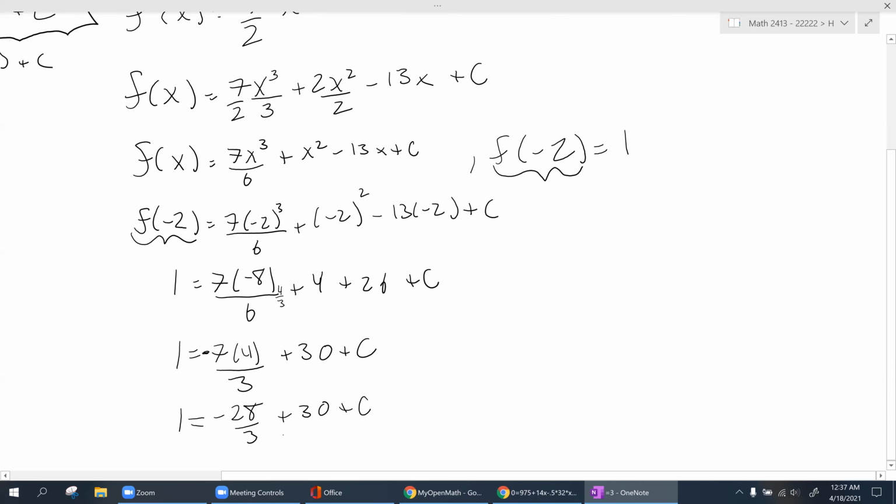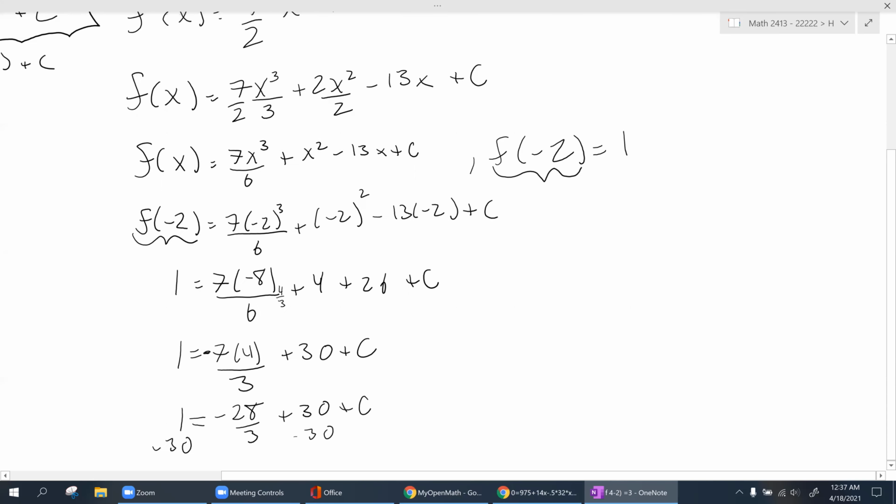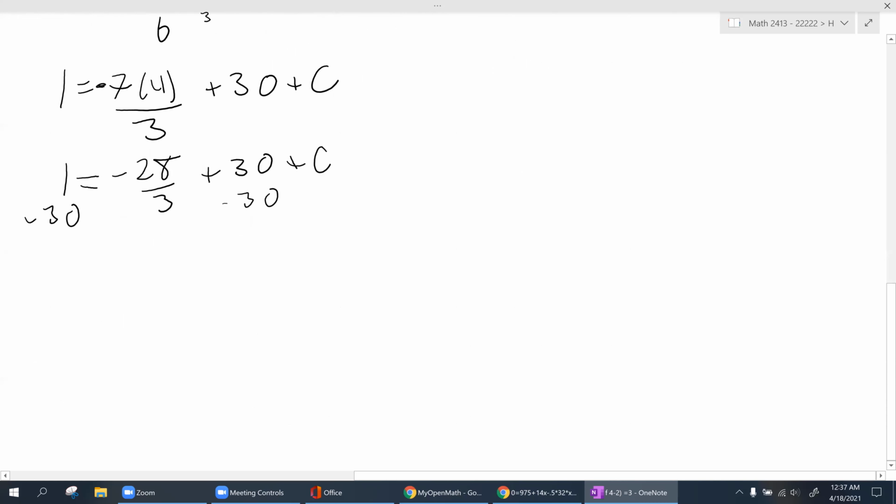Let me move that 30 over. This is negative 29 equal to negative 28 over 3 plus c. Add 28 over 3 to both sides, meaning negative 29 plus 28 over 3 is equal to c.